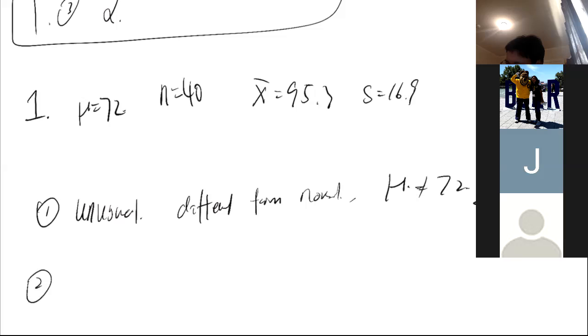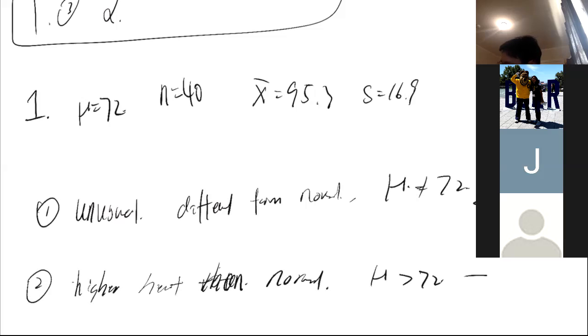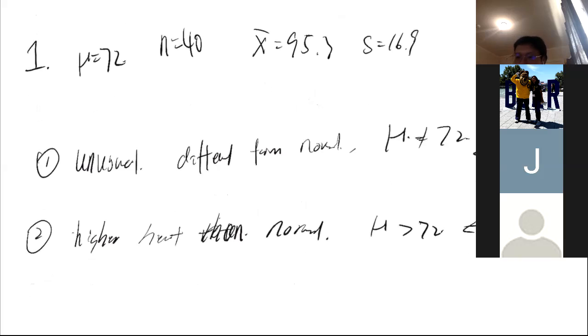But if the question asks if the patient has higher heart rate than normal, specifically higher, that means mu is greater than 72. Then that's a one-sided test. So that's some detail that can be tricky when you are doing the exam. If you do one-sided instead of two-sided, you lose points automatically for this problem.